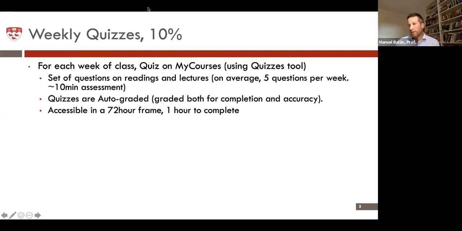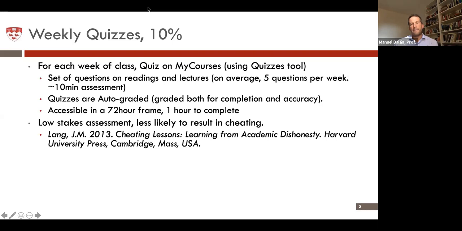So I'm being overly generous here. This is a low stakes assessment. This is not a major thing. This is 10%. In terms of integrity, as we know, as we've read, as we've heard multiple times, low stakes assessments are usually less likely to result in cheating. I'm also making this open book, open everything. I just want them to engage with the materials and make sure that they are attending the lectures. That's my main objective here.